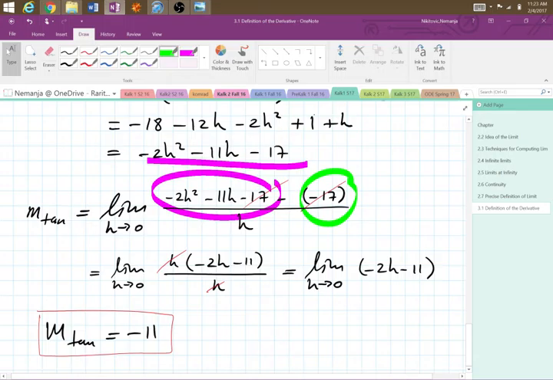You see that minus minus 17 becomes plus 17. Those 17s drop. Factor out h. Cancel off h. You're left with this. 2h goes to 0 because h goes to 0. 2 times 0 is 0. The answer is negative 11. Bueno.